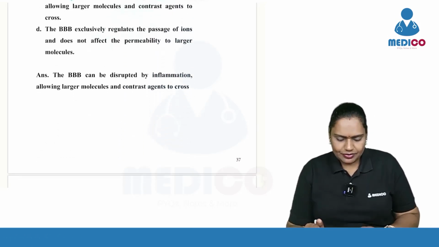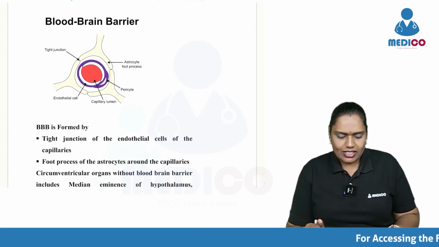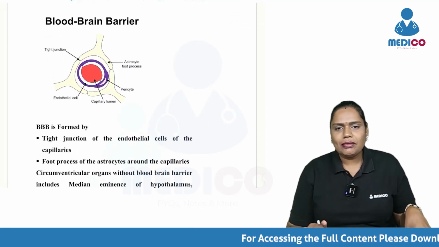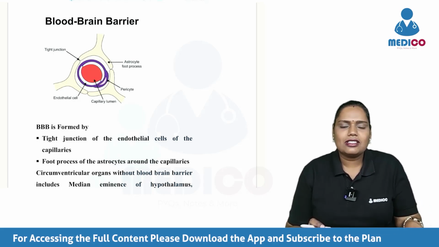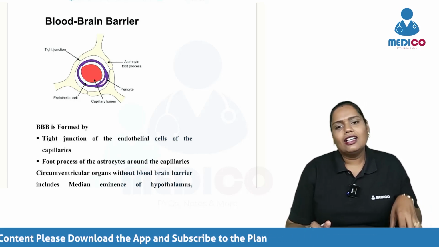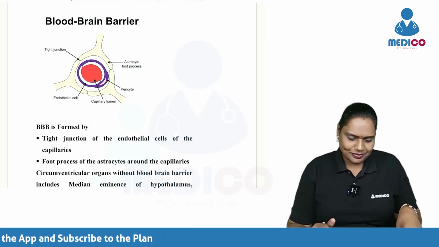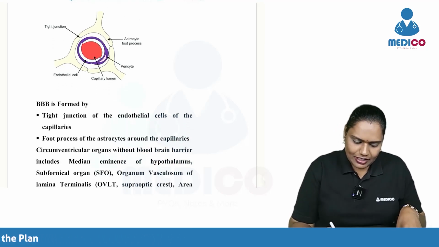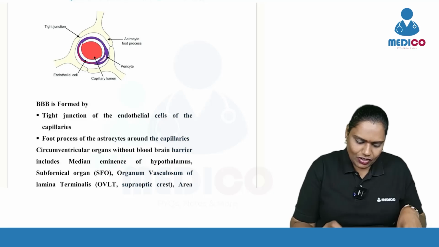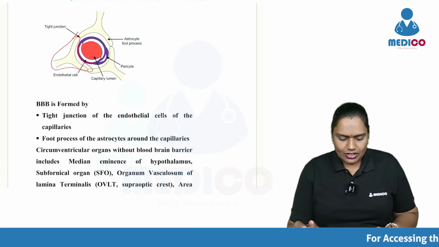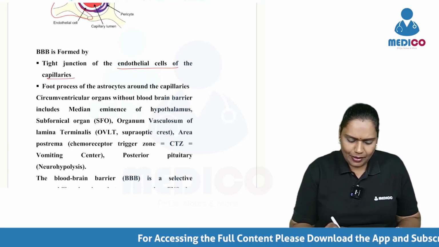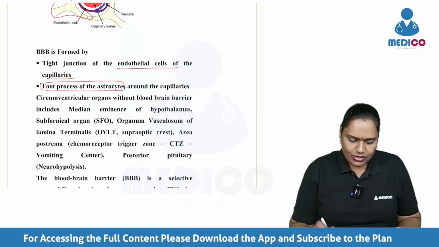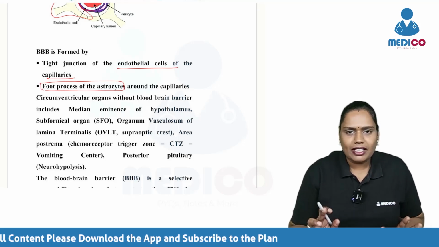So let us first, as always, revise our basics. Let us see what this blood brain barrier is, what it is made up of, what substances enter, what substances can leave through the blood brain barrier, and what the functions of the blood brain barrier are. The blood brain barrier is mainly formed by tight junctions of the endothelial cells and foot processes of the astrocytes. So the endothelial cells of the capillaries and foot processes of the astrocytes form this tight blood brain barrier.